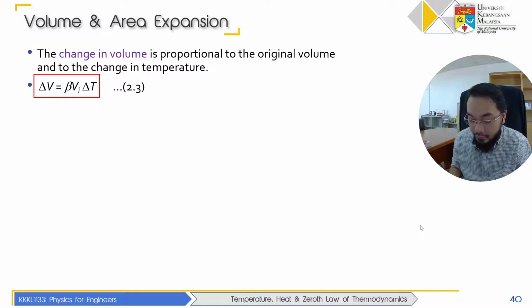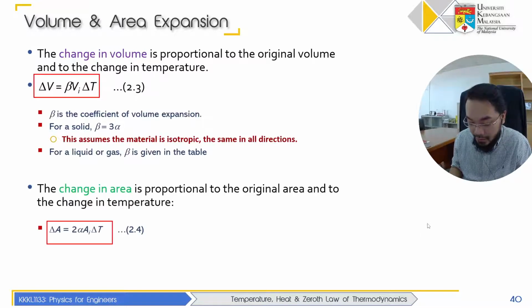And then you can also have volume and area expansion. If you are looking at the volume or area expansion, then you have to change the expansion coefficient. So beta and alpha... alpha is the coefficient of expansion. For you to measure the change in area, you need to times 2 times alpha. And then if you are doing the volume expansion, then it's 3 times alpha. So beta is basically just 3 times alpha.